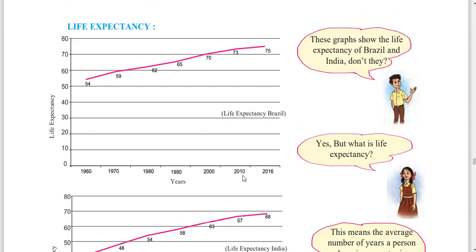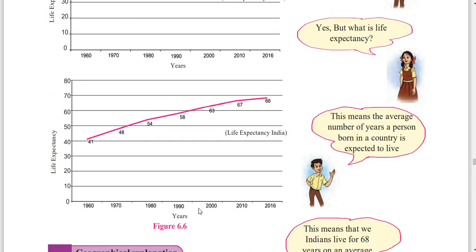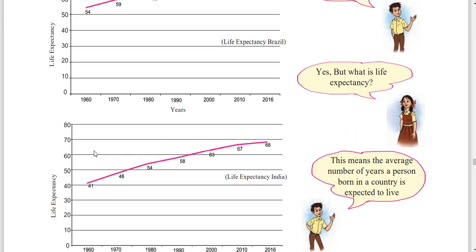Life expectancy. This is for Brazil, life expectancy in 1960 to 2016. In 1960 it was 54, now it is 75 years. For India in 1960 it was only 41 years. Now in 2016 it is 68 years.